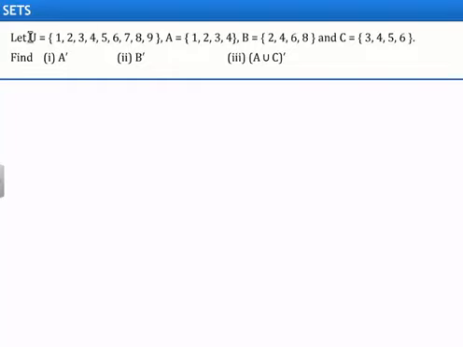In this question, we are given the universal set and the sets A, B and C. We need to find the following. Let us see the solution.